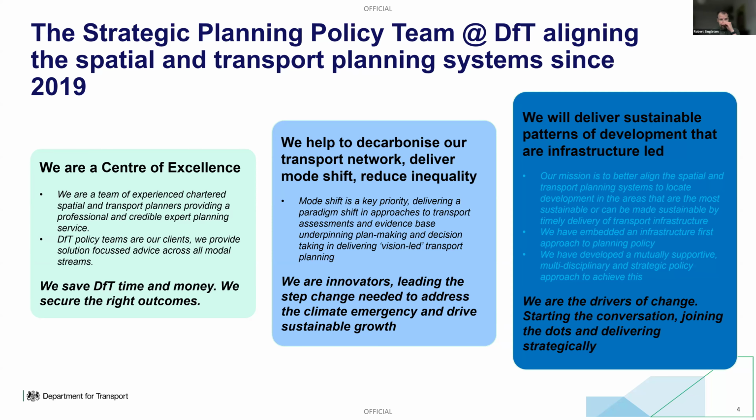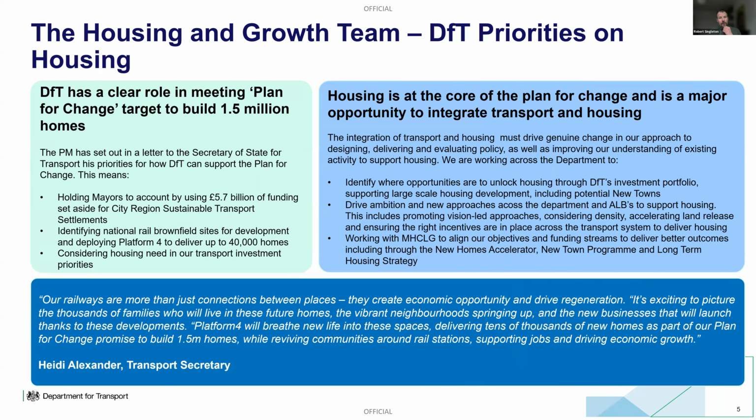Next slide, please. We also work with our sister team, the Housing and Growth team, and this is about DfT's role in delivering that housing. So how do we build 1.5 million homes? How do we ensure our mayors are held to account with funding for city region sustainable transport settlements? But also we've set up Platform 4, which is looking to deliver 40,000 homes in the next few years through land disposal as much as anything else.